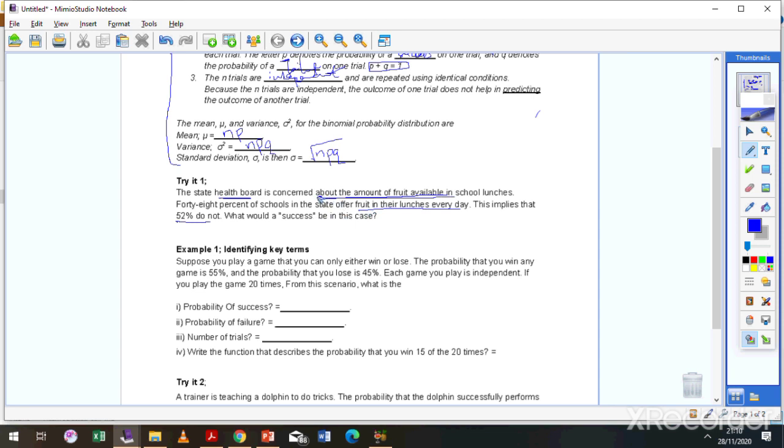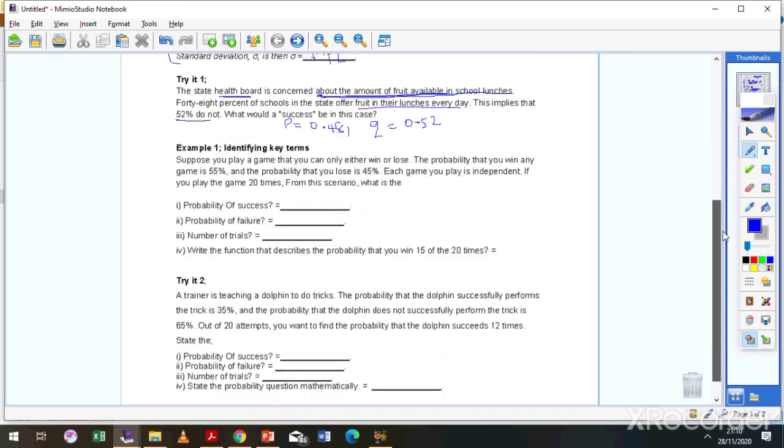So a success in this case is a school that has fruit in its school lunch, right? And if there was another question, what's the probability of a success? It would be 0.52. No, sorry, 0.48, because it's 48. Probability of a failure is 0.52.